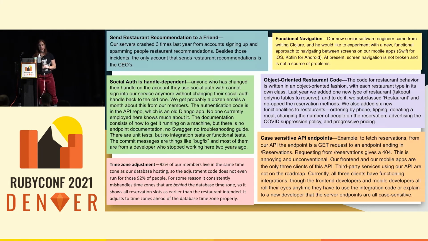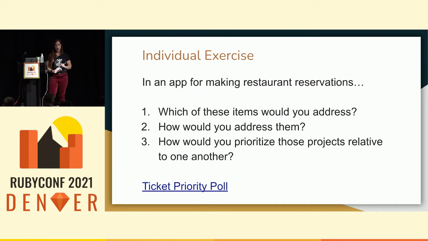Now, what I'm gonna do is I'm gonna hand you 6 tickets. I'm gonna give you time to read these tickets, so don't worry. But they are all for the restaurant reservation application. What I'm gonna ask you is, first of all, which of these items would you address? Second of all, how would you address them? And third of all, how would you prioritize those projects relative to one another? I'm gonna give you time to do this, and then we're gonna go over it as a group, but this is how this is gonna work.